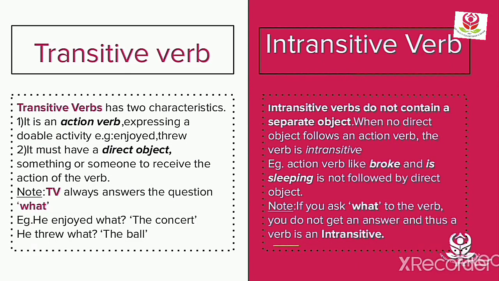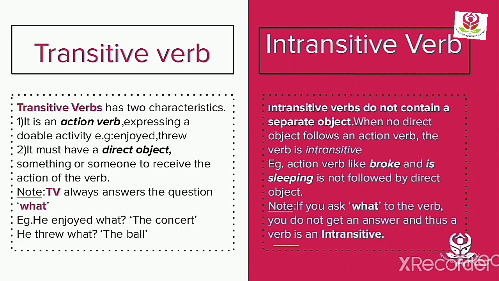Let's see a few examples. In that sentence, he enjoyed what? We have seen in our game, the first example given was, he enjoyed the concert. He enjoyed what? It will give you the answer, the concert. The next sentence was, he threw the ball. He threw what? The ball. It means it is answering the question what. It has a direct object. So that is known as a transitive verb. I hope it is clear to you what we mean by transitive verb.